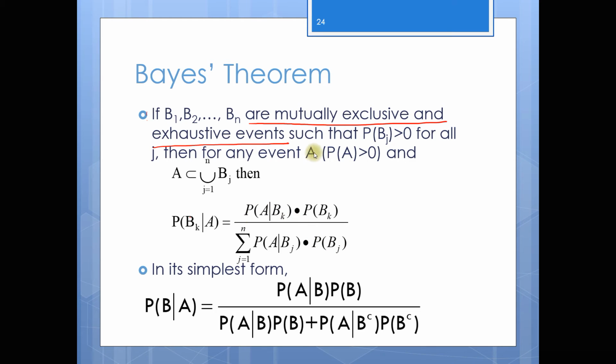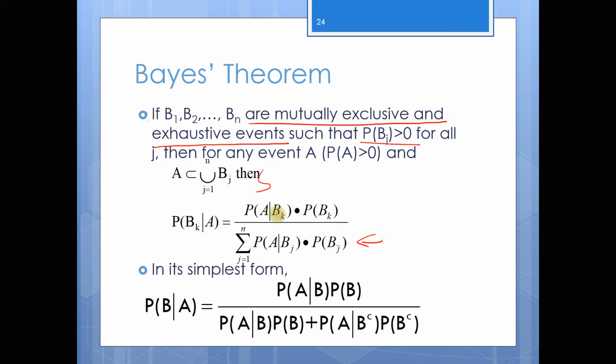Such that the probability of Bj is greater than 0. Now you might ask yourself, but why do I say probability of Bj should be greater than 0? I'll explain that in a moment, because let's come back to that afterward. For all values of j, and then for any event A, of course probability of A greater than 0 again, and A is a subset of the union of Bj's. What is this about? I'm going to get to that in a moment. Then the probability of Bk given A is equal to the probability of A given Bk times probability of Bk over what you see here.